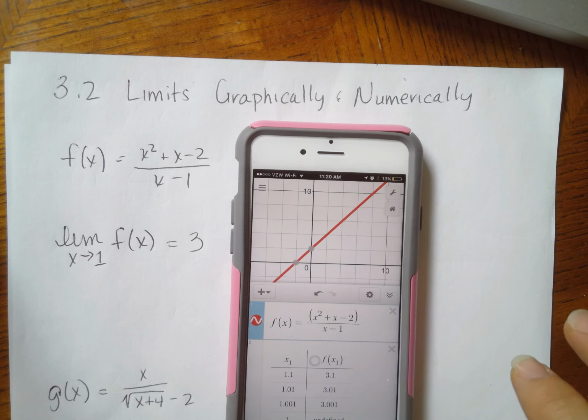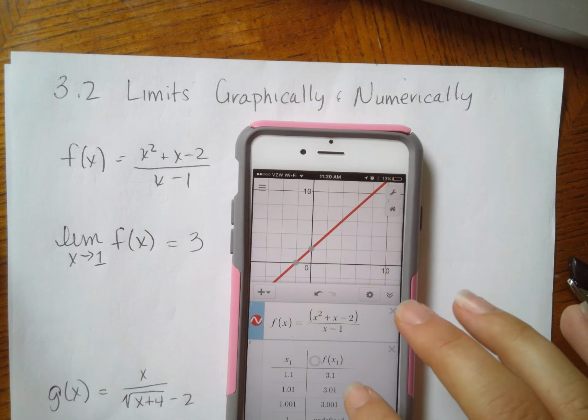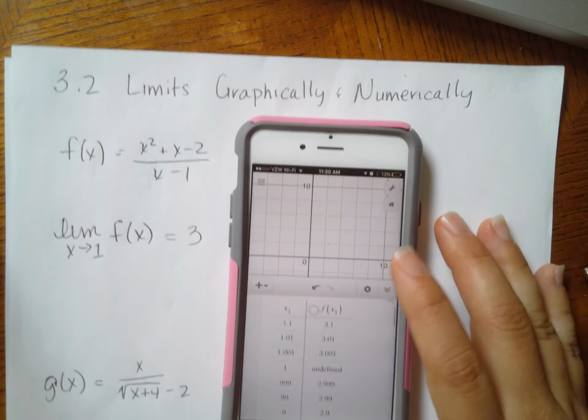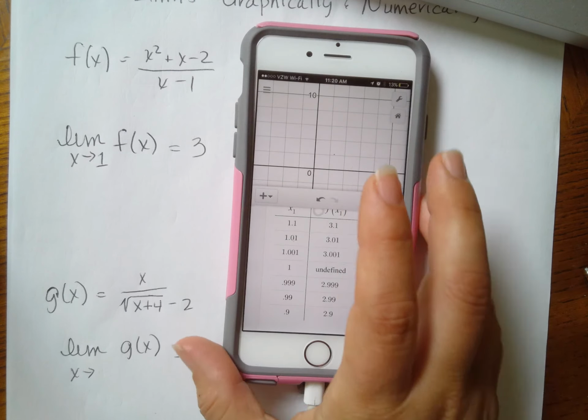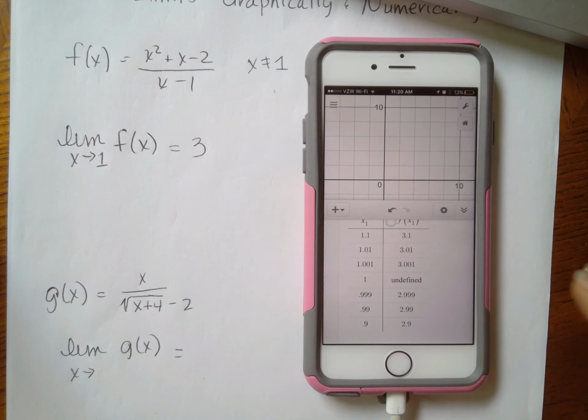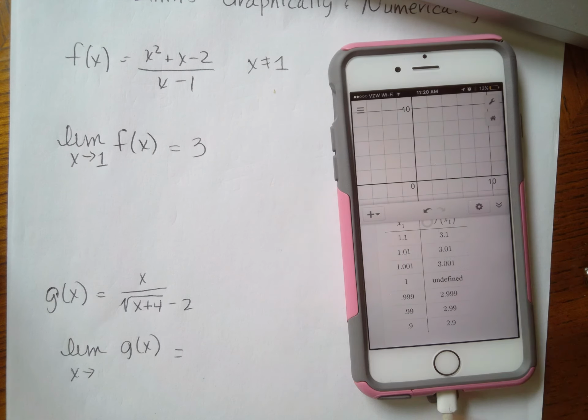So we look at the limit because we want to know how the graph is behaving right around that point, not what it's doing actually at that point. Okay, so let's look at another one. So we have g here, which g of x is equal to x over the square root of x plus 4 minus 2.